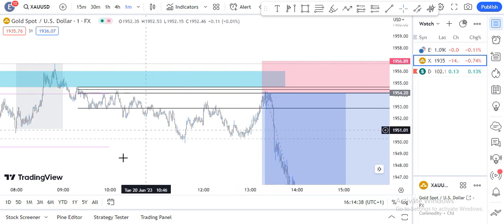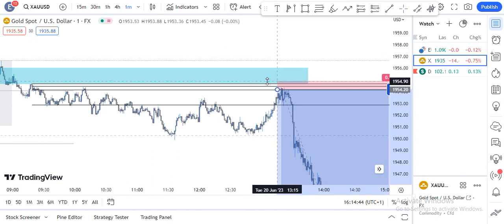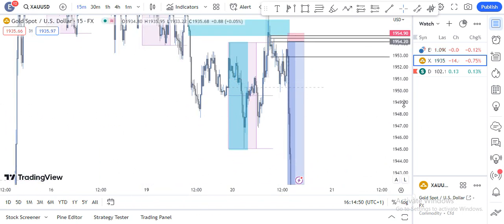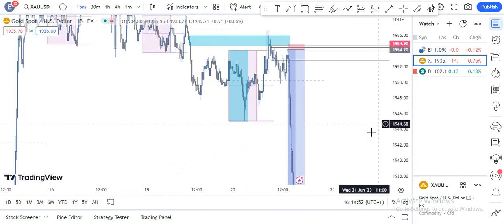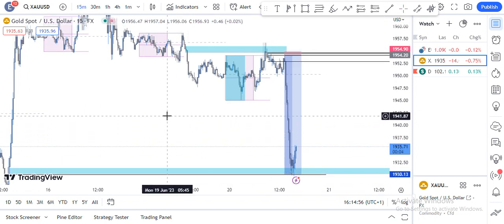That's the one with the POI. Yeah guys, so this was the trade I took, and I hope I explained it properly, and I hope you followed on how to get it.